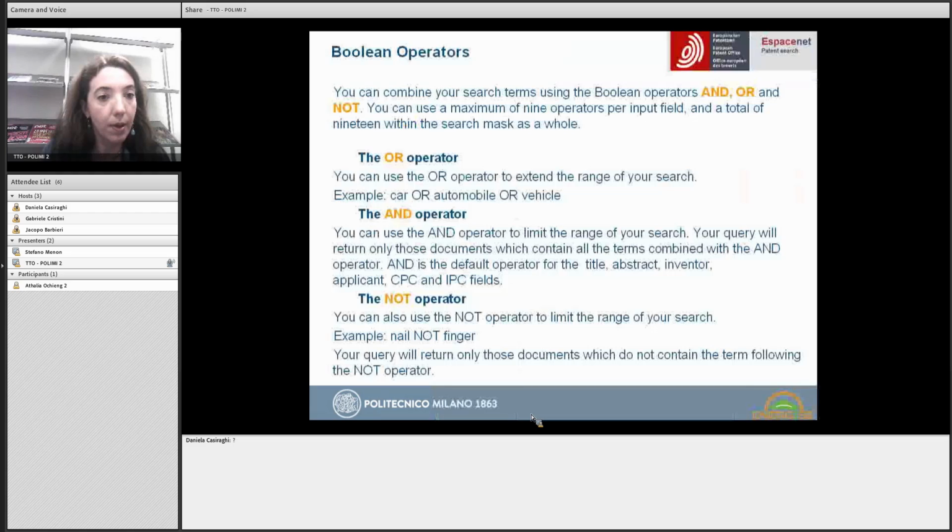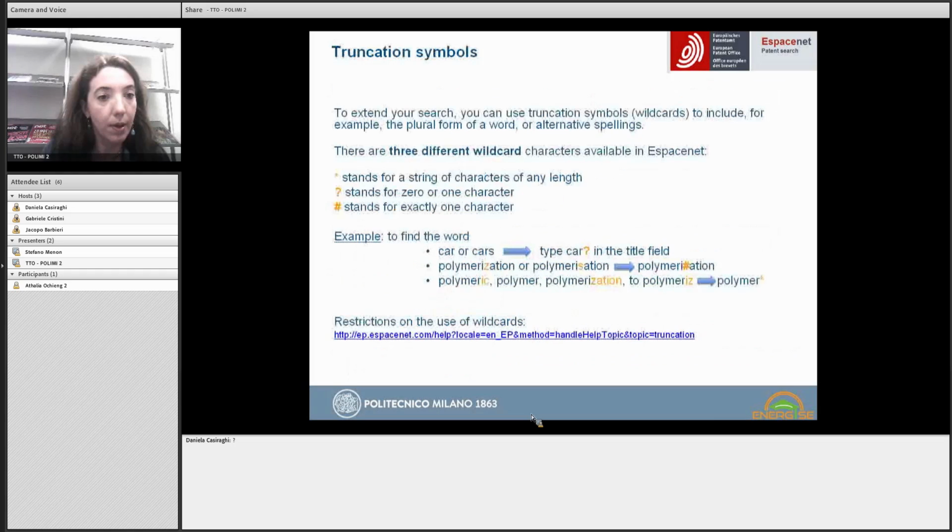I suggest to use Boolean operators to couple the keywords. They are the operators and, or, not, that specify if my keywords are to be searched together or as an alternative, or if I have to exclude a specific keyword with the not operation.